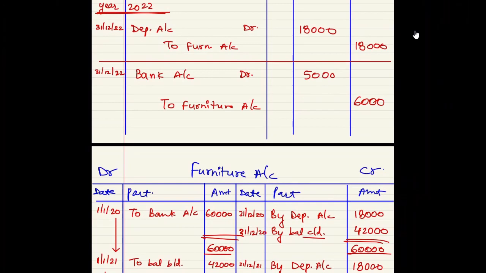So on the debit side, I have 5,000 rupees being debited, and on the credit side, I have 6,000 rupees. So what is this 1,000? This 1,000 is the loss on sale of furniture. Okay, this is the loss which we have created. This is the balancing figure.